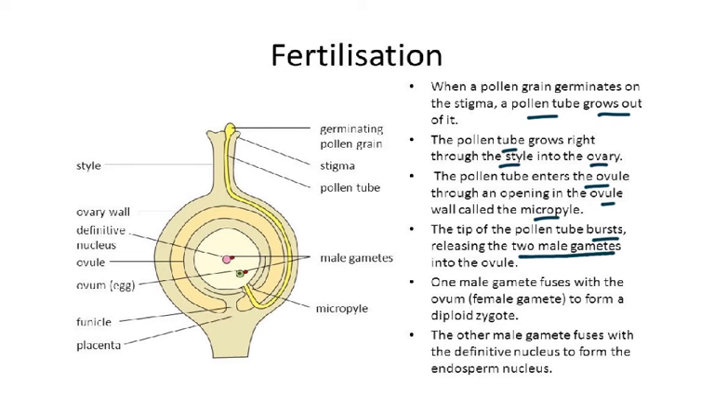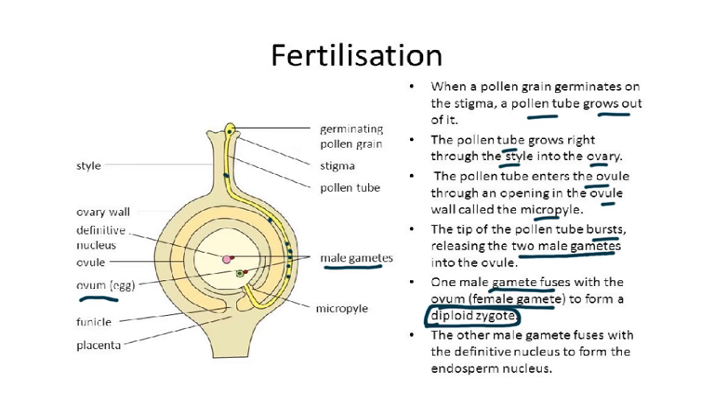So what has actually come, not the whole pollen. The two male gametes have traveled. So the two male gametes have traveled here. It's actually only the nucleus which travels. So that is going to travel here and is going to come down. One male gamete fuses with the ovum, which is the female gamete. So the male gamete fuses with the ovum, and this forms the diploid zygote.